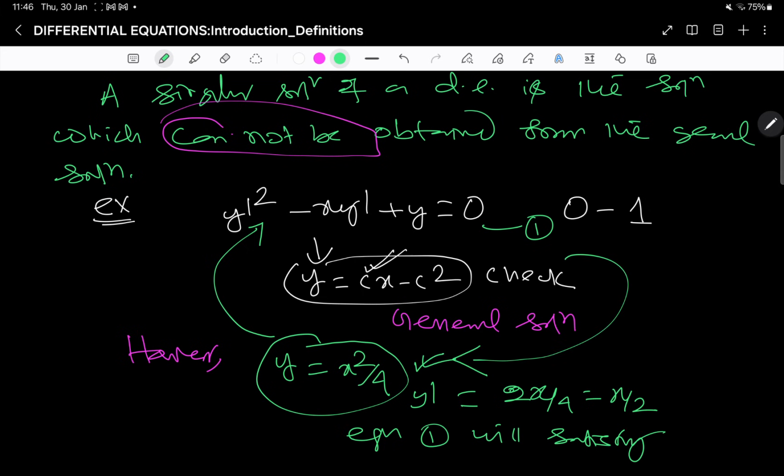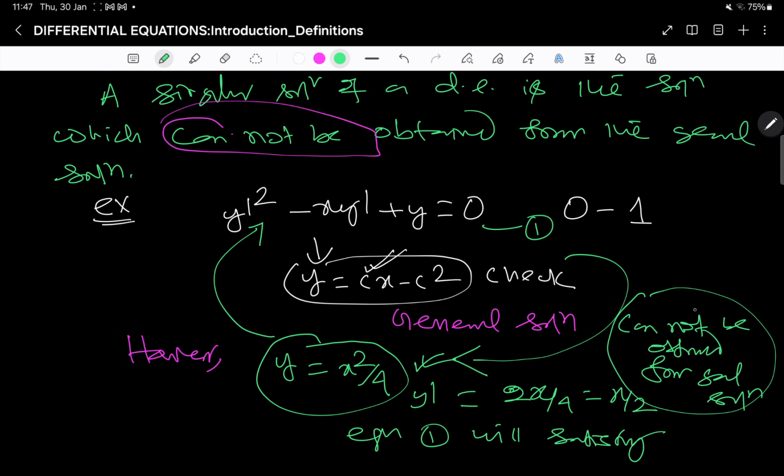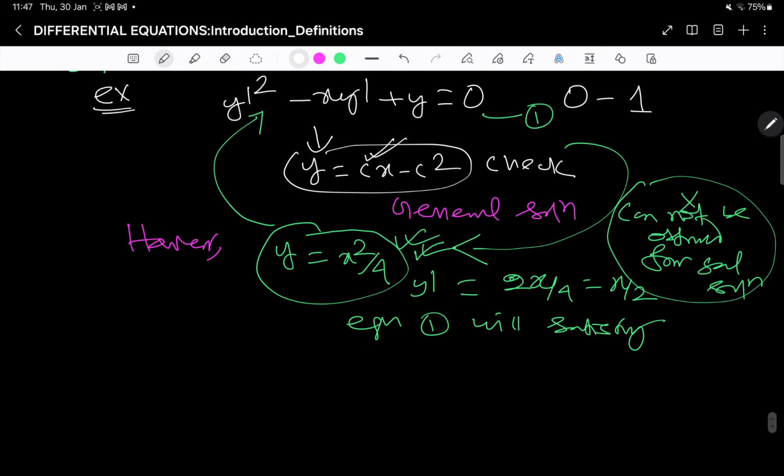It cannot be obtained from the general solution. That's why this is called a singular solution. Okay, this is called a singular solution.